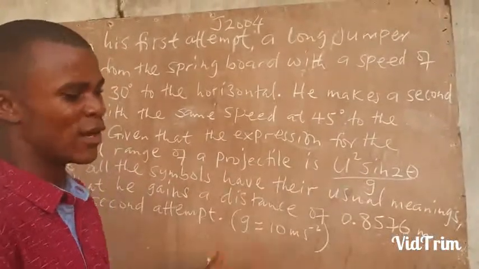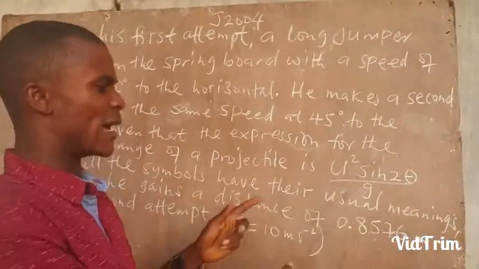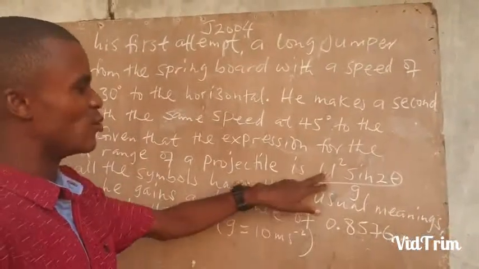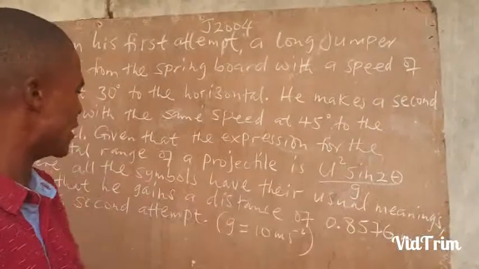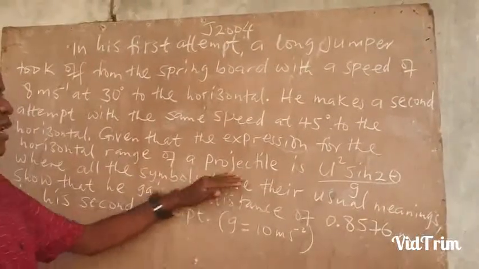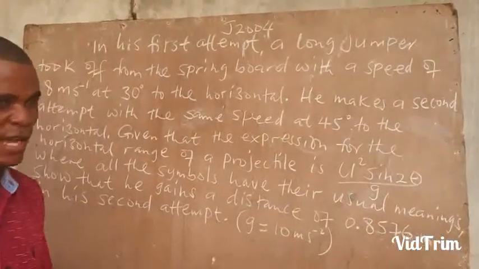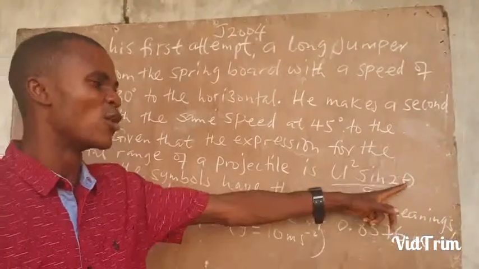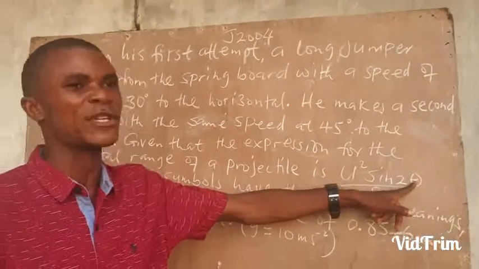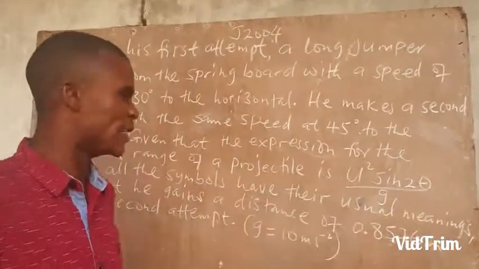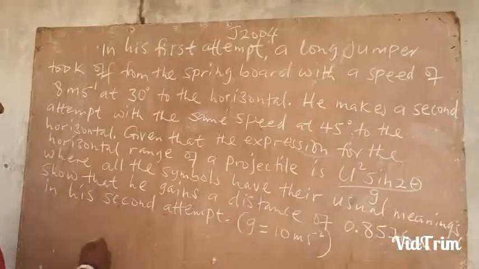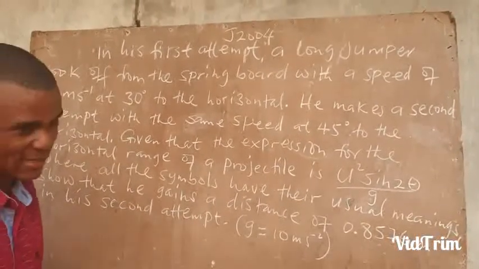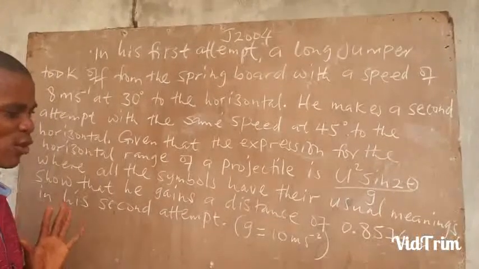If you can recall, we were able to derive an equation like that here. The equation that we derived says u square sine 2 theta divided by g, where all the symbols have their usual meanings. What does that mean? You should know the meaning of u, which is initial velocity; theta, which is angle; and g is gravity. Show that he gains a distance of 0.8576 meters. That is what the question is requiring us to do.